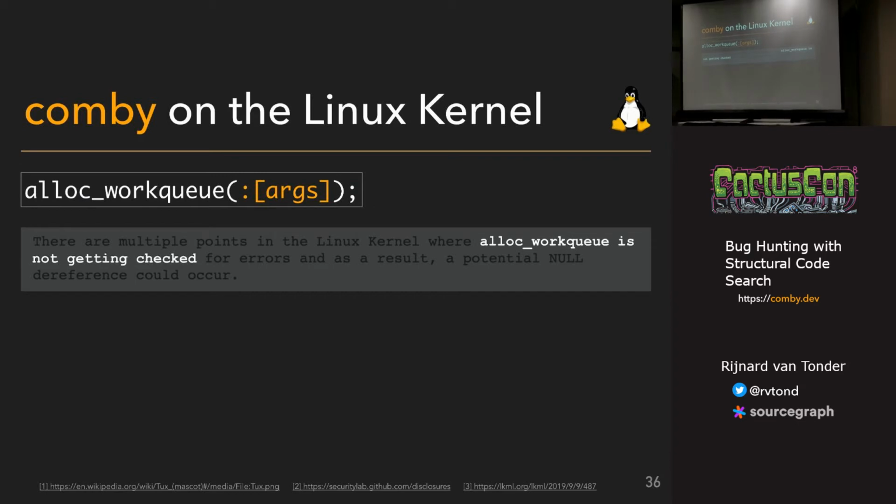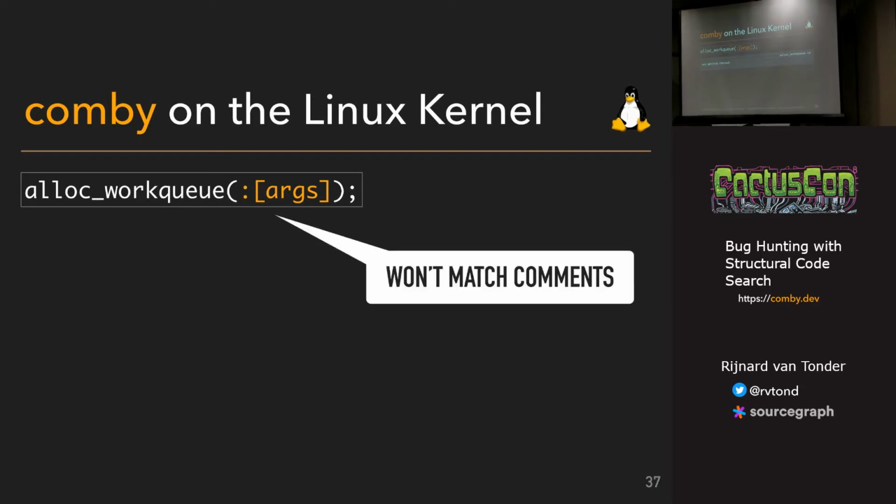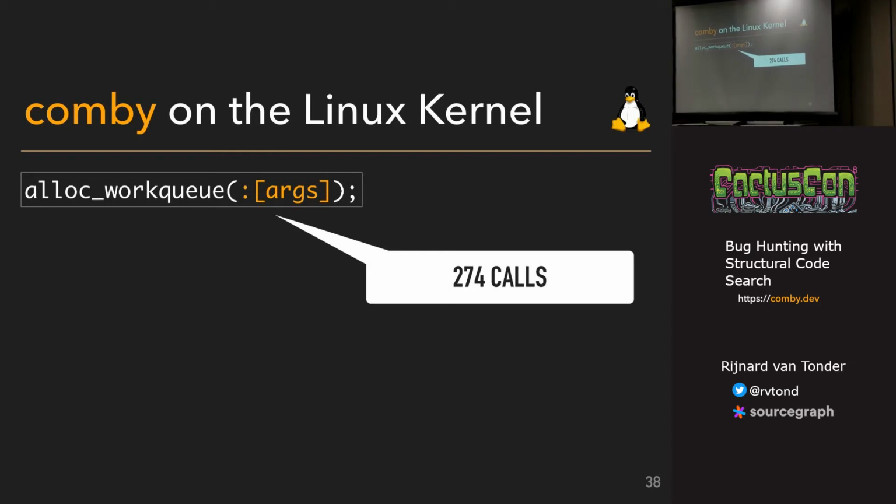So I'm going to run through an example of how we might do this with the structural pattern matching in Comby. Here we might be initially interested in matching function calls. So syntactically something like this, where we're looking for allocWorkQ and then some number of arguments. And again, this won't match comments. You'll find that a lot of noise that you sometimes get from grep matches things like comments or strings that you're not interested in.